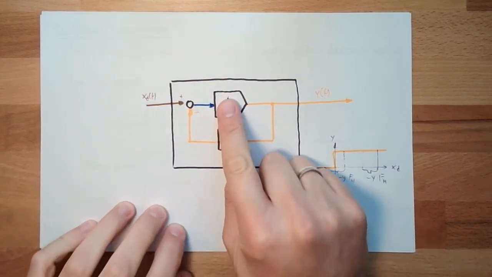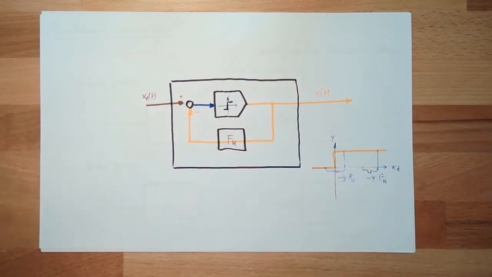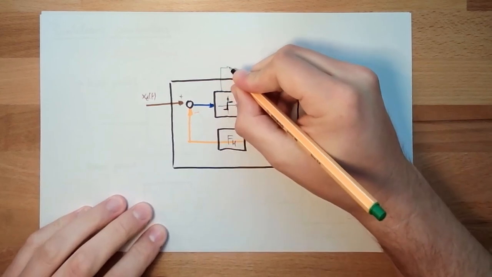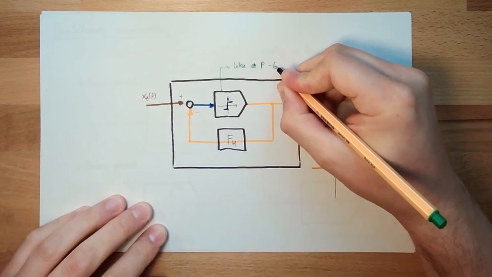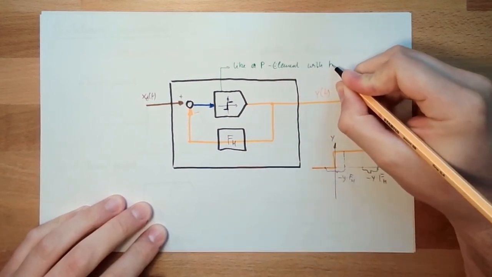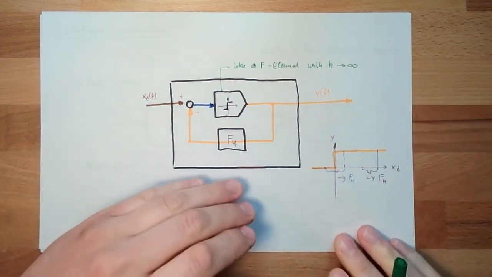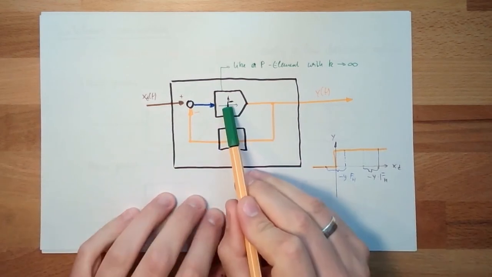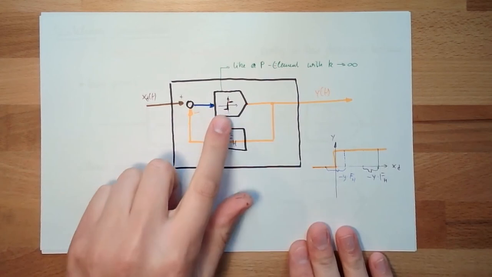Basically, what switching on means is that it behaves like a P element. This behaves like a P element with K almost going to infinity. It will always, regardless of how small the difference is, the output will go poof, to 100%. This we are going to use as a substitution of this element.